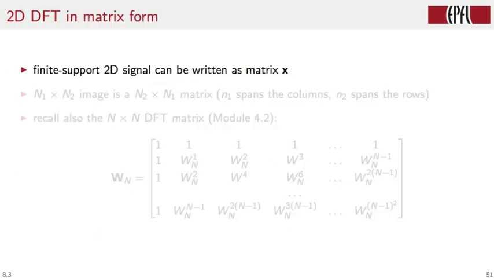We can also express the 2D DFT in matrix form. For that, we need to express, first of all, the signal, the two-dimensional signal as a matrix. This is very straightforward because an N1 times N2 image is simply an N1 times N2 matrix.